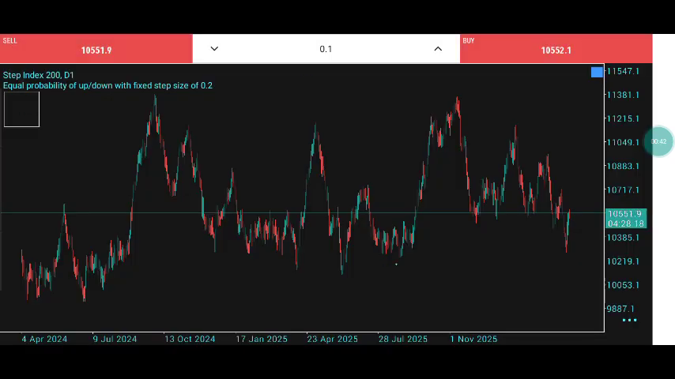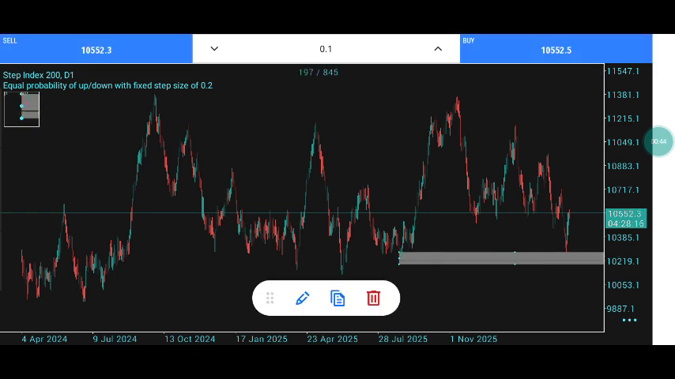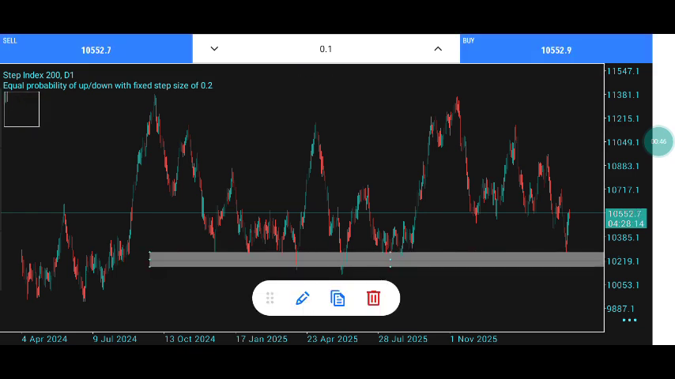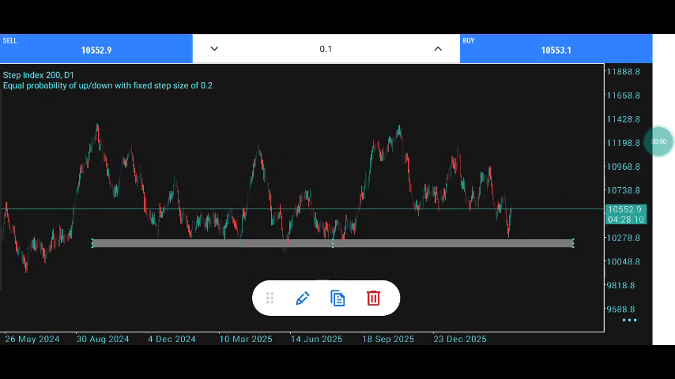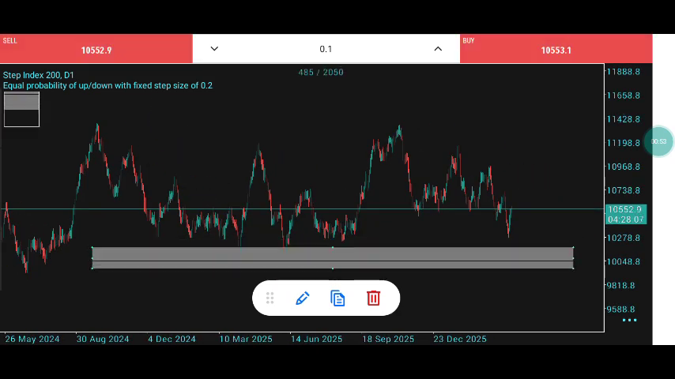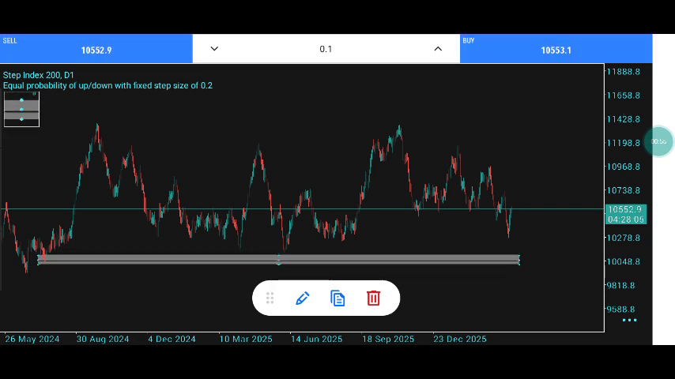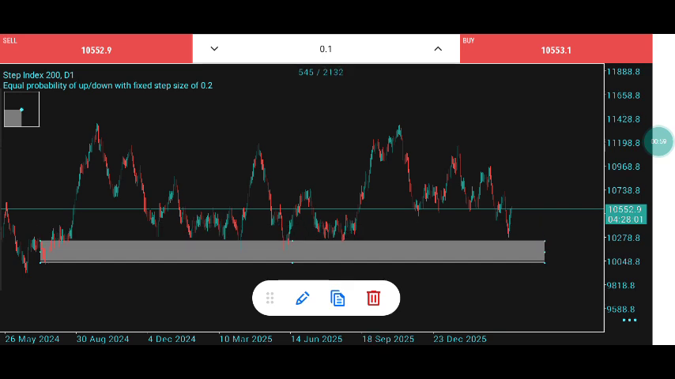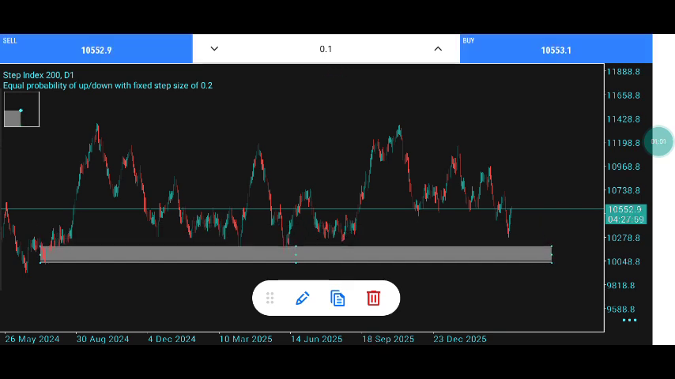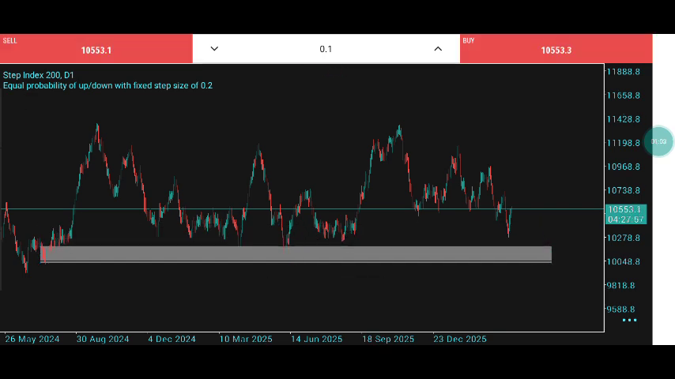If you look here, down here, all the way to this other side, price has failed to break to the downside beyond this region. Meaning this region is strong. It's acting like a support. It's a very strong demand zone.